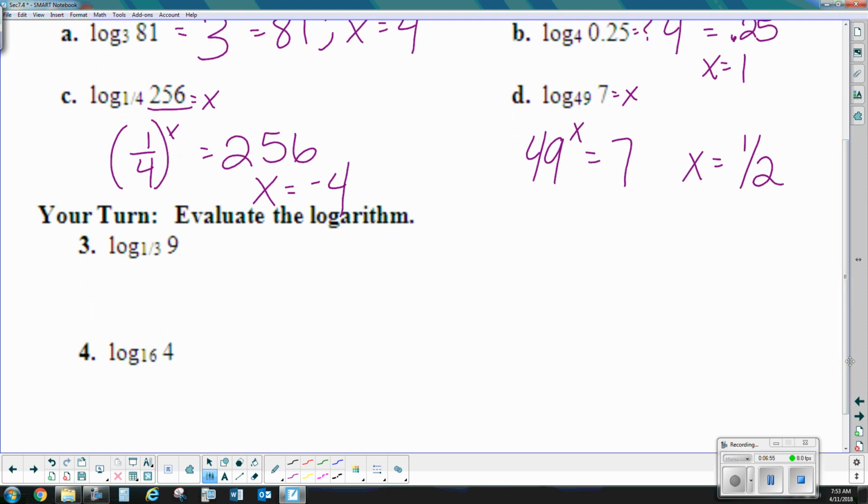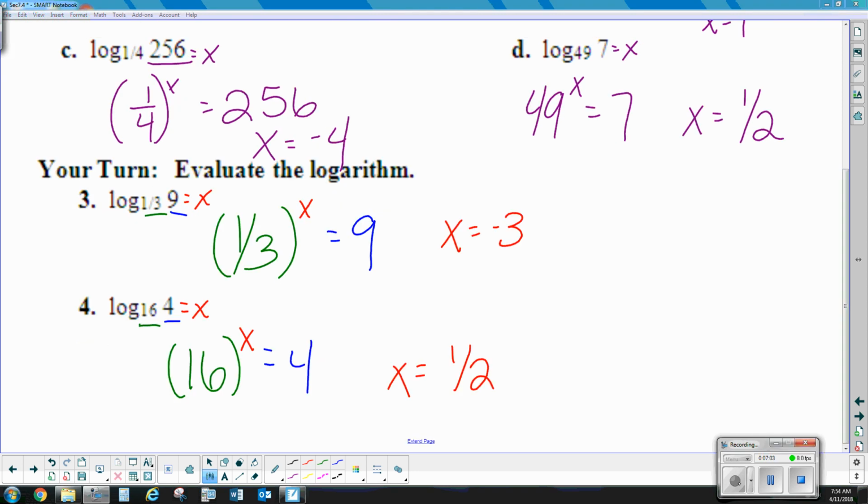Okay, try a few of these on your own, evaluating the logarithmic functions. You can pause the video while you work and unpause for the solution. All right, in these two that you did on your own, log base 1/3 of 9 is equal to something unknown, and that's what we're looking for. We're looking for that exponent. So 1/3 to the negative third power is equal to 9, and 16 to the 1/2 power is equal to 4.